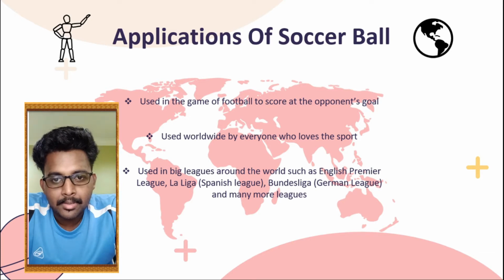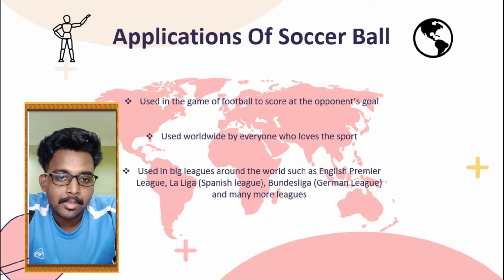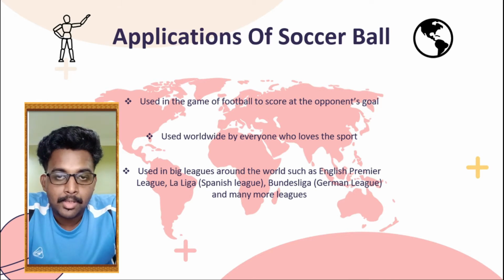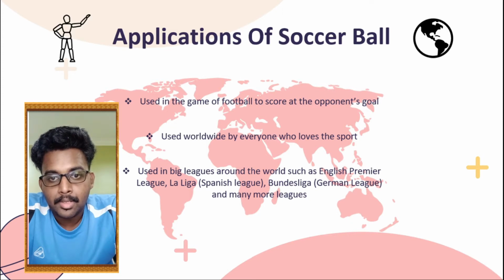Football is a main sport in the whole world, where we can see it used in big major leagues such as the English Premier League, La Liga, which is the Spanish league, as well as the Bundesliga, which is the German league. Not only in these 3 major leagues, but football is also used in other countries' leagues, such as Malaysia, where we have the Malaysian Super League, and it is the number 1 sport in Malaysia.